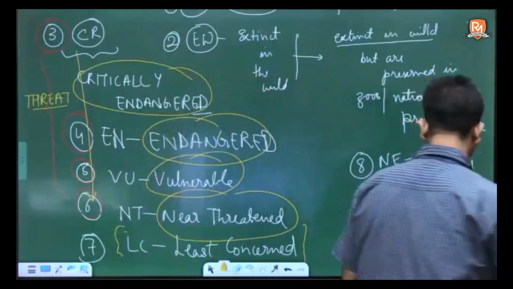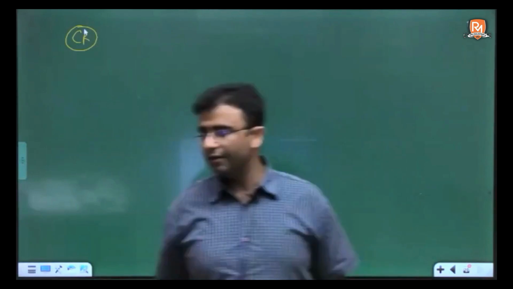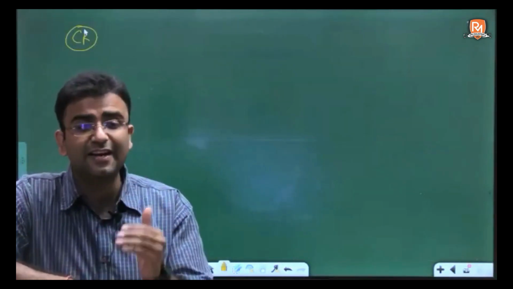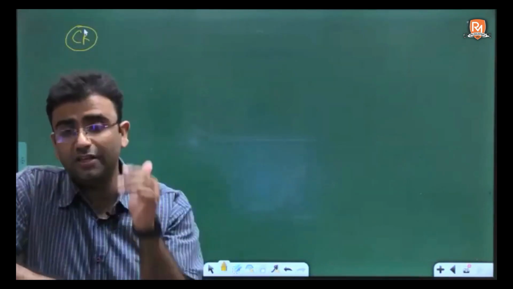Now look, critically endangered. Let's do one thing, this critically endangered, I will get you to write its criteria quickly. Alright, let's quickly pen it down. Or I can do one thing. I can give you this handout that will contain the criteria of a species to be classified as critically endangered, vulnerable and near threatened.